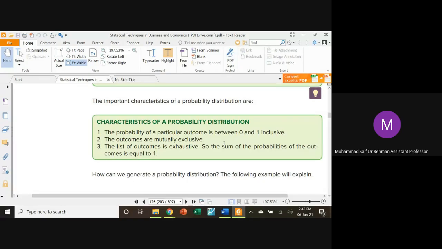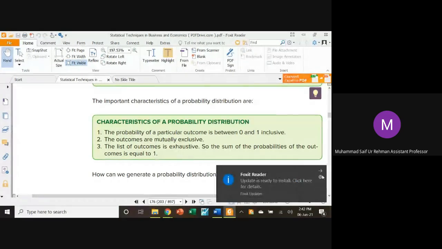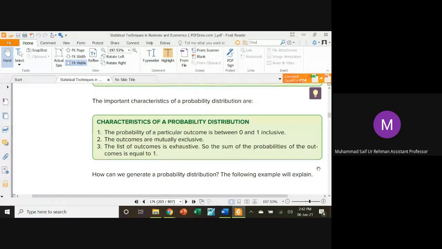And then the list of outcomes is exhaustive. So the sum of the probabilities of the outcomes is equal to 1. By exhaustive, we mean that if you are going to toss a coin, there will definitely be some output. It is not possible that you toss a coin and there is no outcome. So the list of outcomes is exhaustive, and the sum of probabilities of the outcomes is equal to 1. When you add the probabilities of all those outcomes, you will have 1 as your answer, as we have seen already in chapter 5.